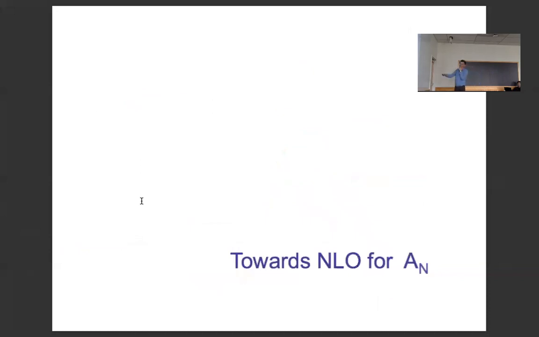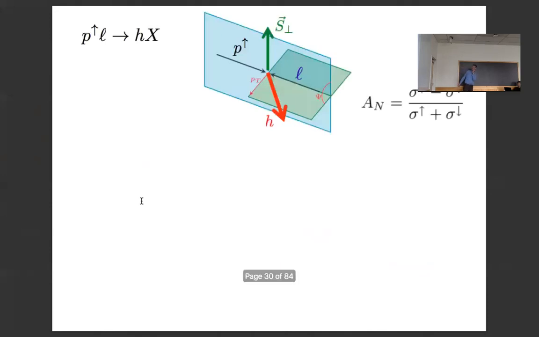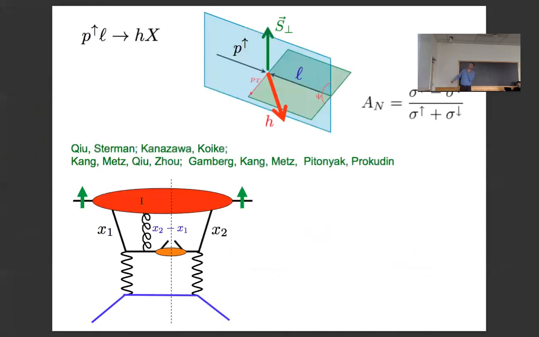Let me now come to the more important part, our efforts to go to NLO for the case of the single spin asymmetry. Here's again the usual picture of what the single spin asymmetry is, and as you heard also yesterday in Daniel's talk, this can be formulated in terms of these three matrix elements, which produce a phase in the hard scattering.